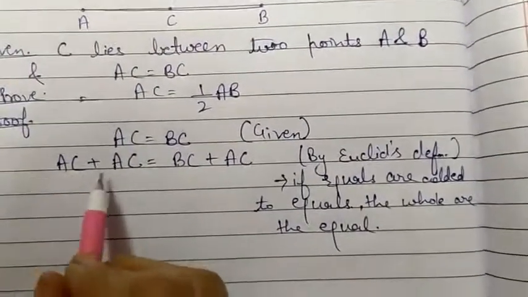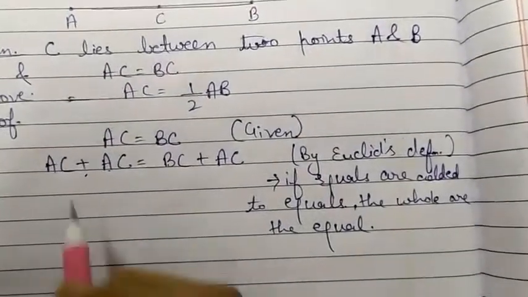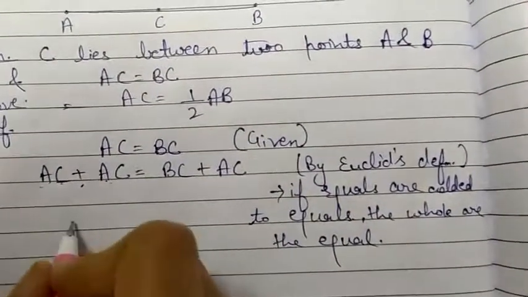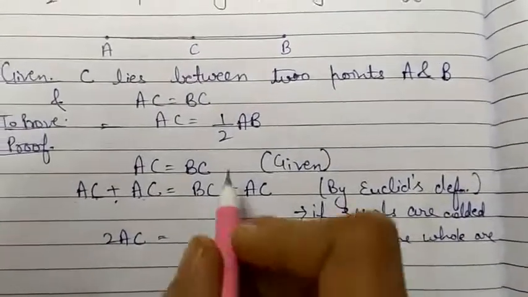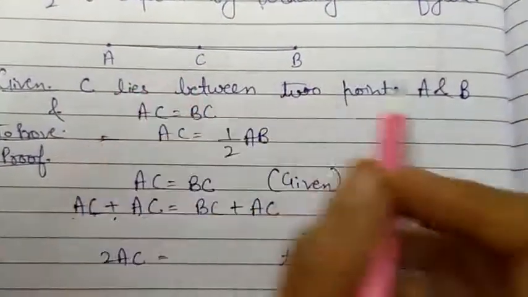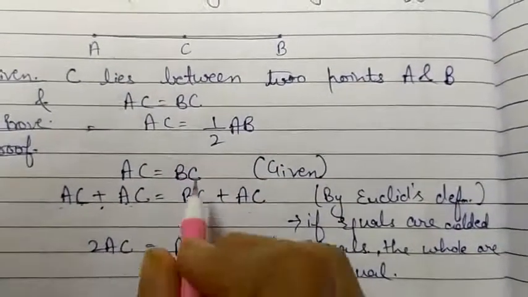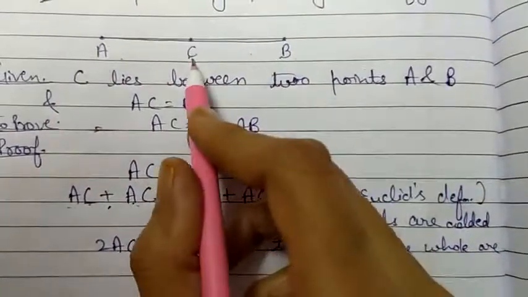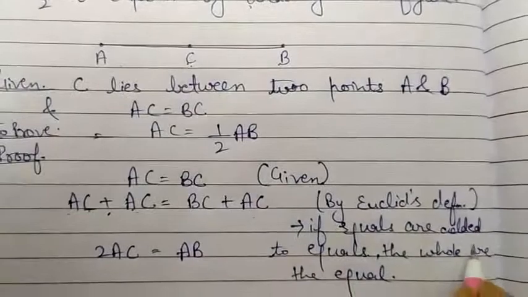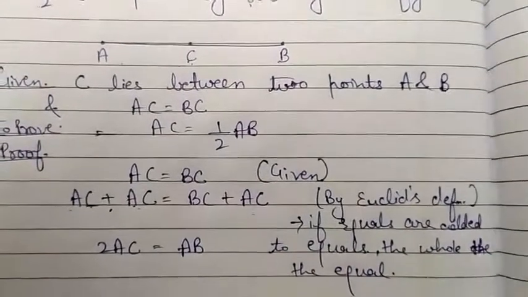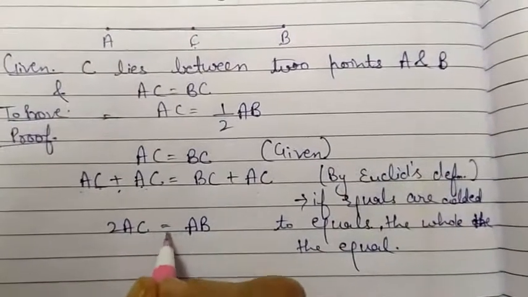Means if we add equals, AC is equal on both sides, then AC plus AC is twice of AC, and BC plus AC, the wholes are equal. AC plus BC becomes AB. Then the wholes are equal. Now 2 AC is equal to AB.